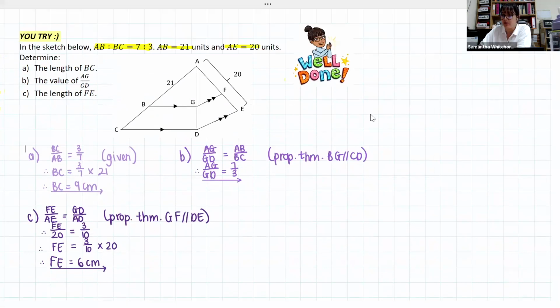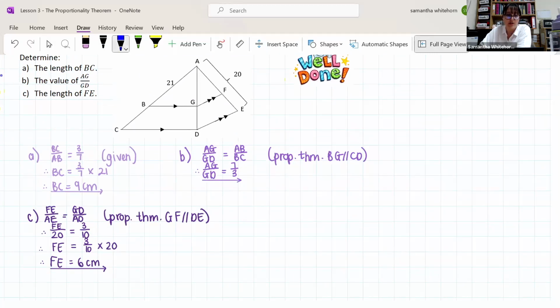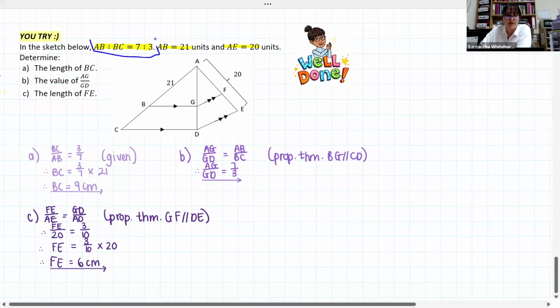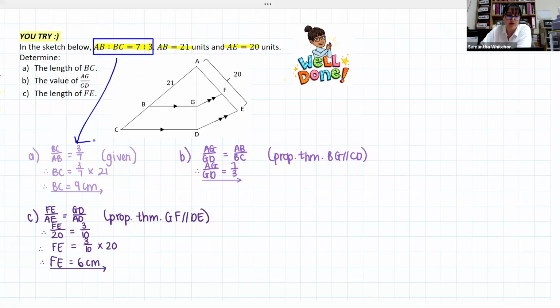there were a couple things I asked you to do. Firstly, the length of BC. Now, as I said, I've given you the information that the ratio of BC to AB is 7/3. So that's exactly what I used in order to get my answer here. Once I knew that, and because I knew that AB was equal to 21 units, I could fill in that information, and I got that BC was equal to 9, which a lot of you were putting on the chat. Then I wanted AG to GD. Now, because remember, this was a ratio of 7:3, AG to GD is exactly the same ratio, right? So that's why 7/3, just make sure you're putting it in the correct order.